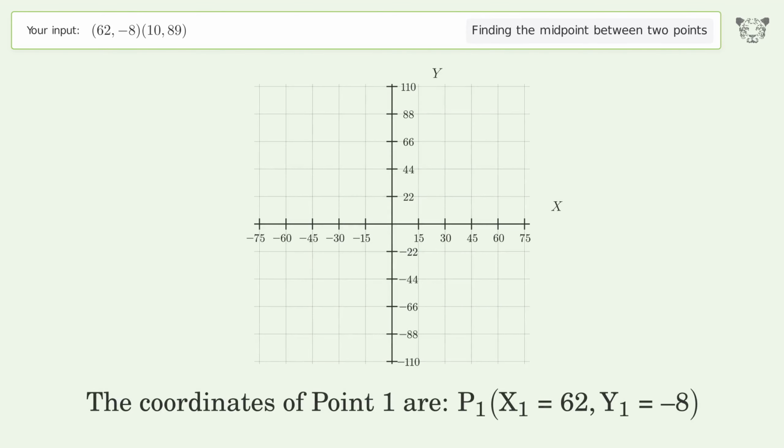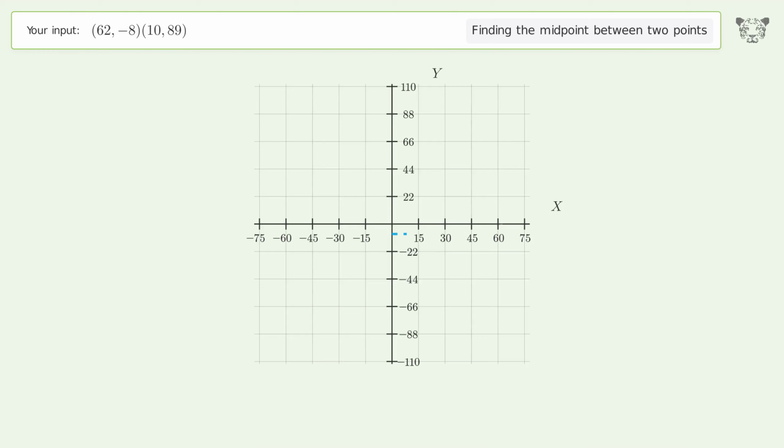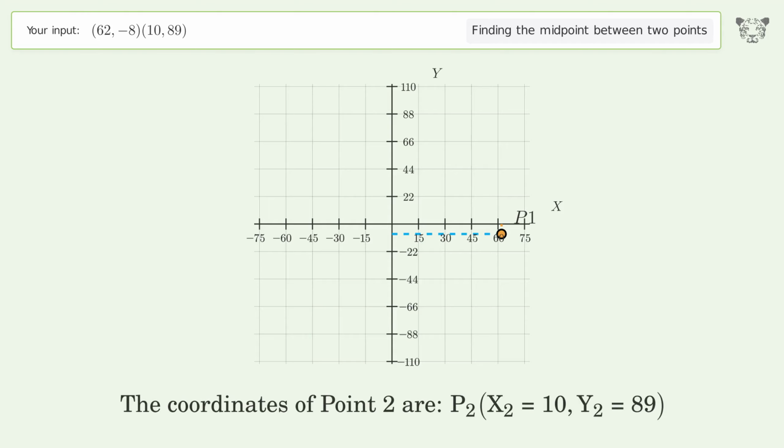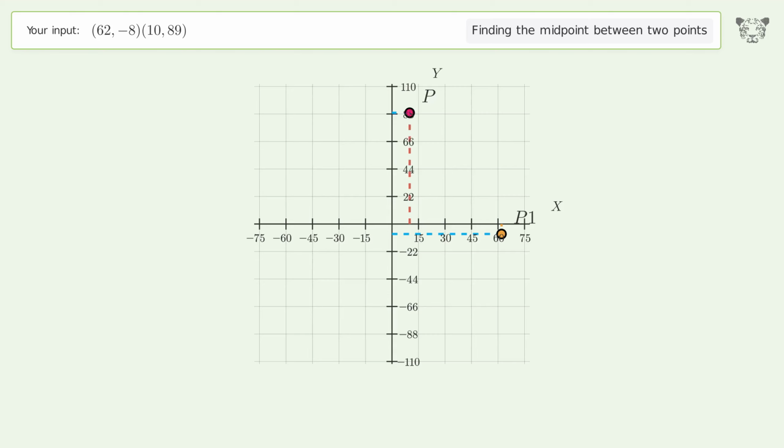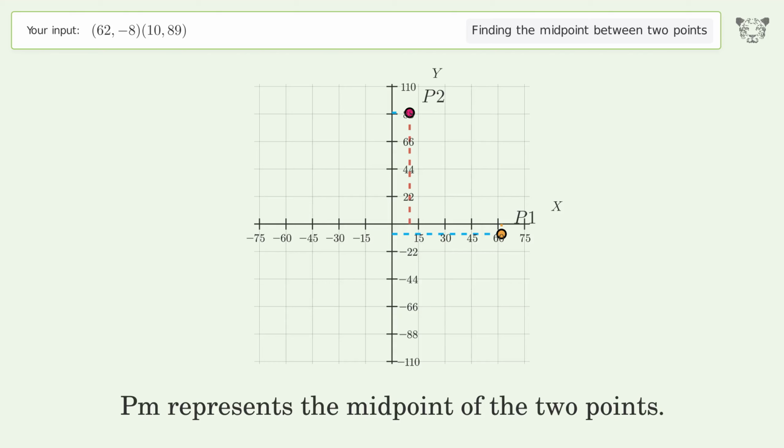The coordinates of point 1 are, x1 equals 62, y1 equals -8. The coordinates of point 2 are, x2 equals 10, y2 equals 89. PM represents the midpoint of the 2 points.